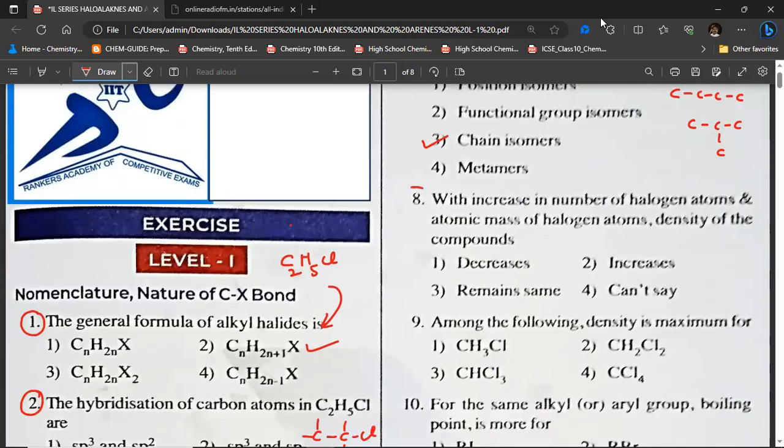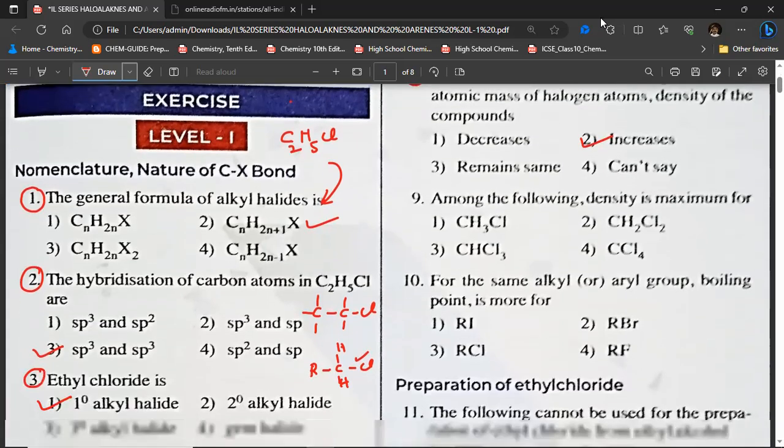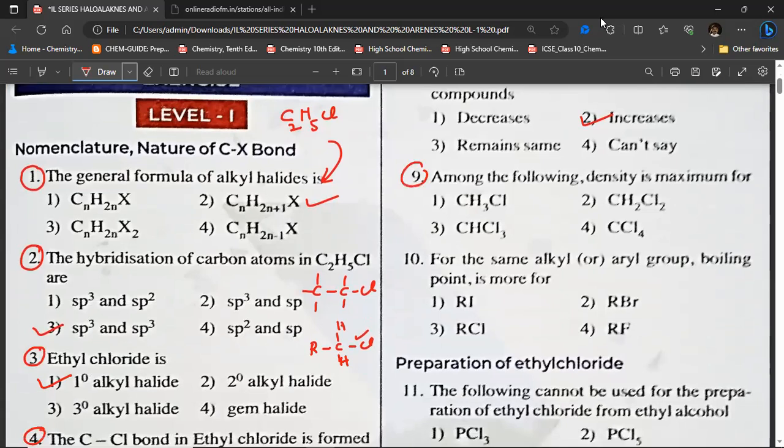Eighth question: with an increase in the number of halogen atoms and the atomic mass of halogen atoms, the density of the compound is? Usually, when the number of halogen atoms increases and the atomic mass of the halogens also increases, the density obviously increases for the halogen compounds. Ninth question: among the following, density is maximum for which one? It is almost connected with the 8th question. The more the number of halogens, the more the molar mass.